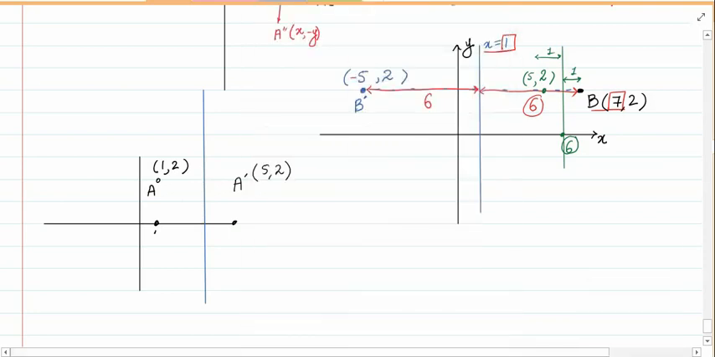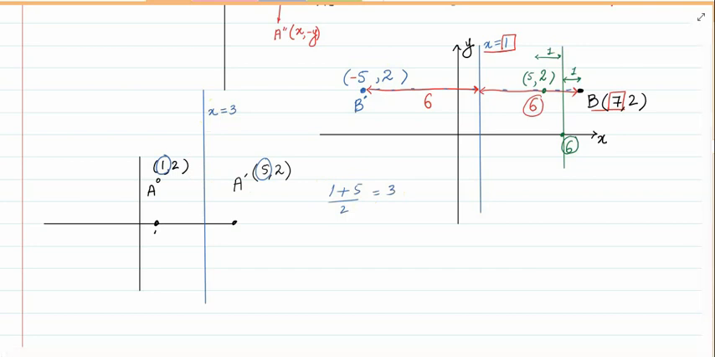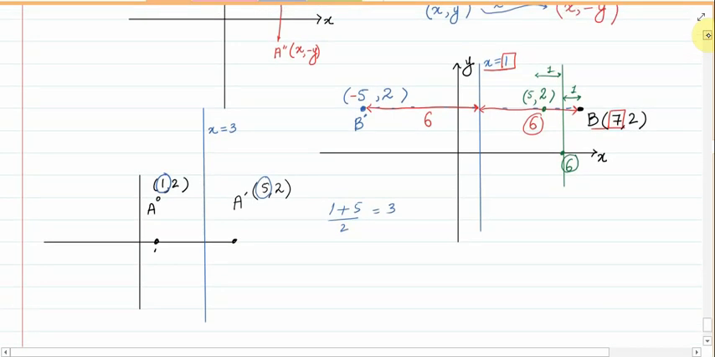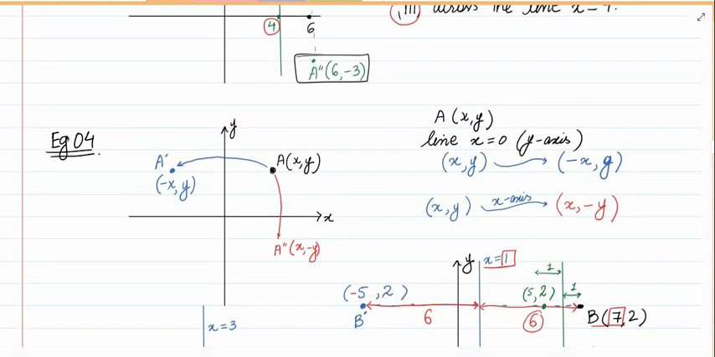To find the line of reflection, we are going to find the middle value of these 2 points. And how do we find the middle point? Very simple. You need to add these two, 1 plus 5, and just divide it by 2. So that is 3. That means this line has the equation x equals 3. Simple, right? It's very simple, because the line of reflection always lies at the midpoint, at the center. In all the above examples, you can witness that.